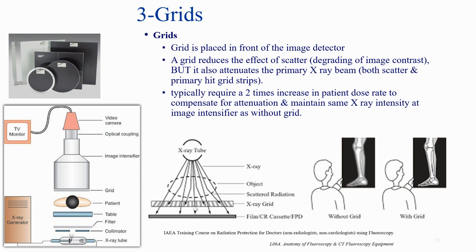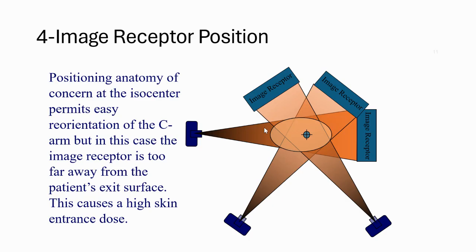So avoid using a grid with moderate and thin size patients. That's very important to keep in mind. Using a grid requires a 2 times increase in patient dose rate to compensate for attenuation and maintain the same X-ray intensity at the image intensifier as without a grid. But also keep in mind that if you are not using a grid, you will reduce the image contrast.